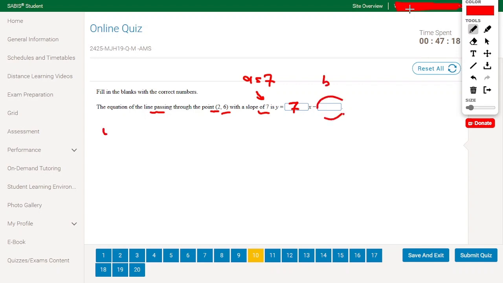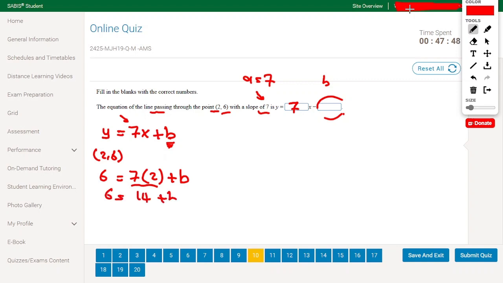So let's write the equation. y will be equal to 7x plus b. Now we need to get b. He already gave me the slope, which is 7. Now for the point (2, 6), let's substitute this point into the equation. So I have 6 equal to 7 multiplied by 2 plus b. 7 times 2 is 14, so 6 equals 14 plus b.